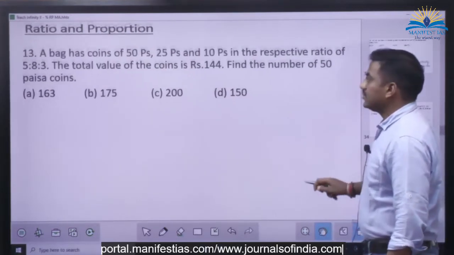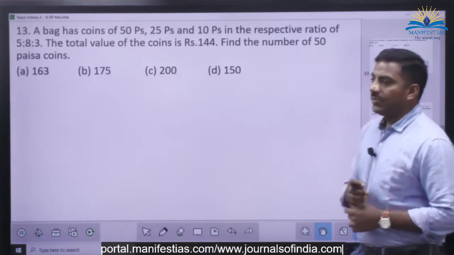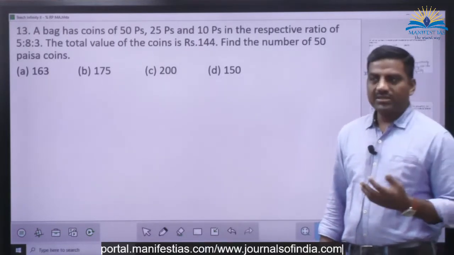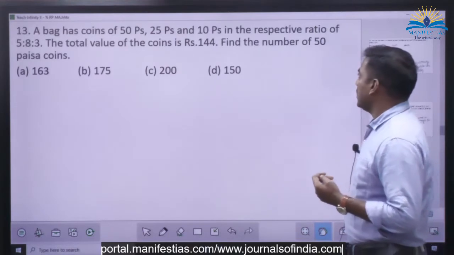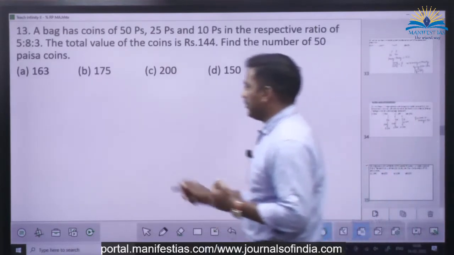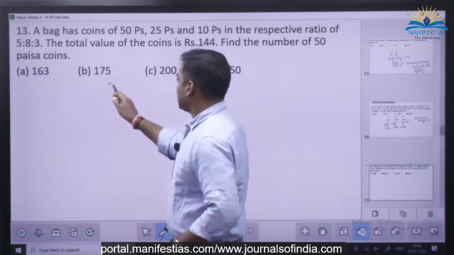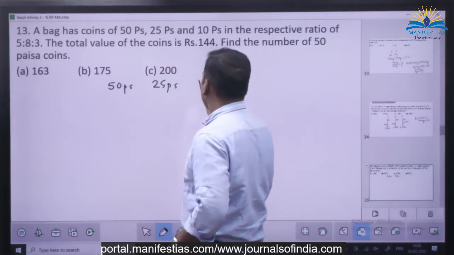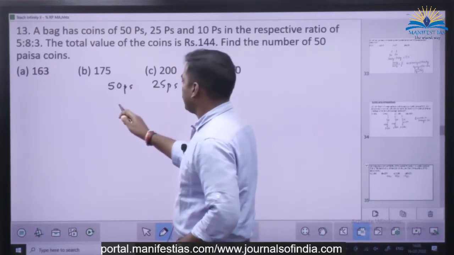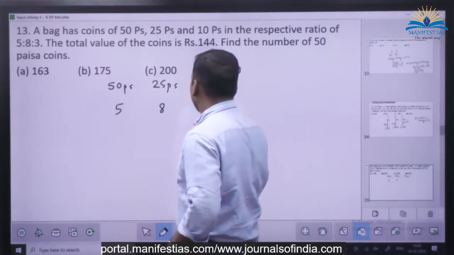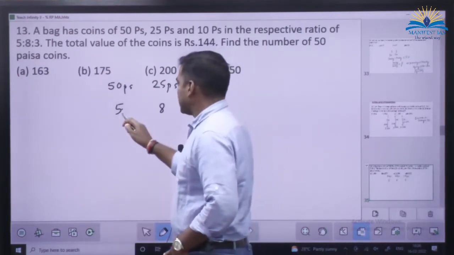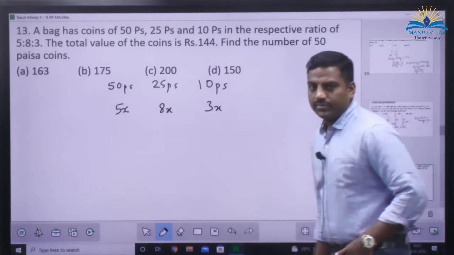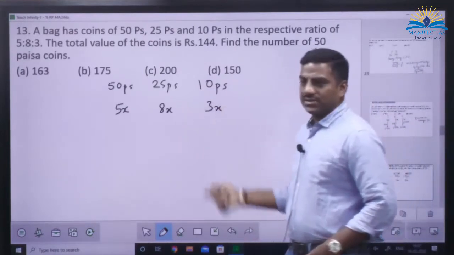A bag contains 50 paisa, 25 paisa and 10 paisa coins. There are three types of coins, 50 paisa coins, 25 paisa coins and 10 paisa coins, in the respective ratio of 5:8:3. So let's say 50 paisa, 25 paisa and 10 paisa. What is the ratio? 5:8:3. Can I write 5x is to 8x is to 3x? These are nothing but the number of coins.